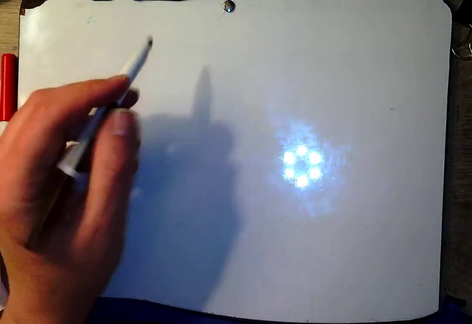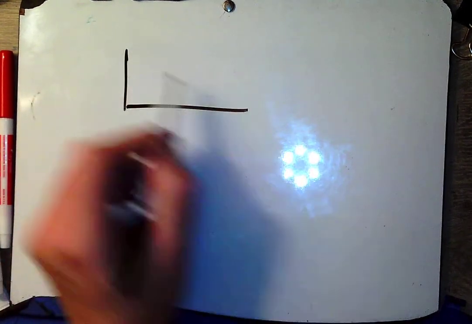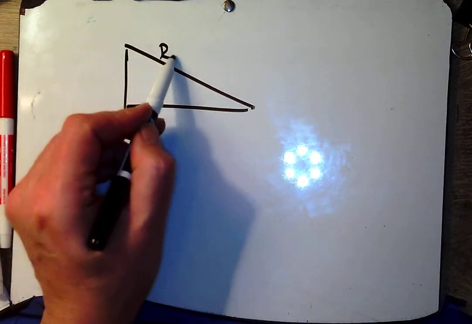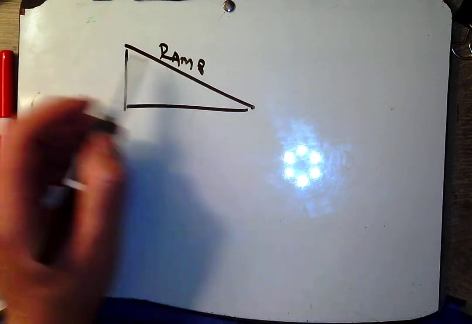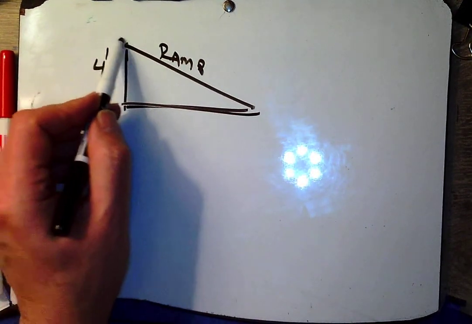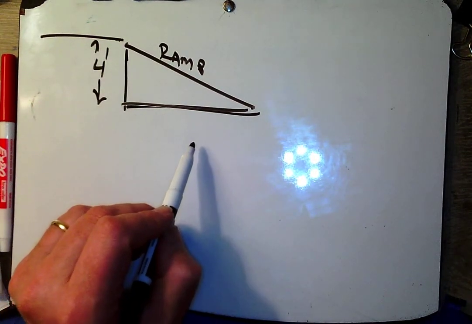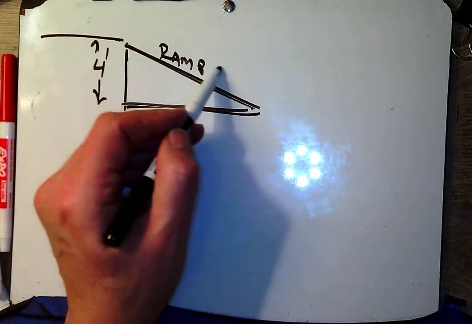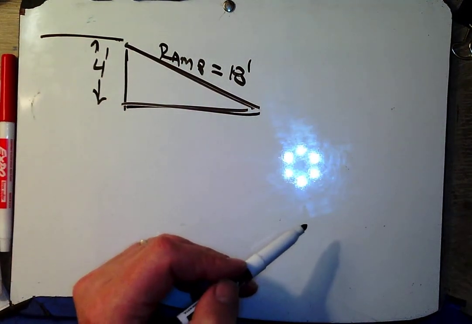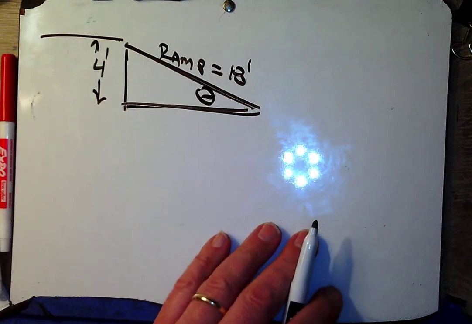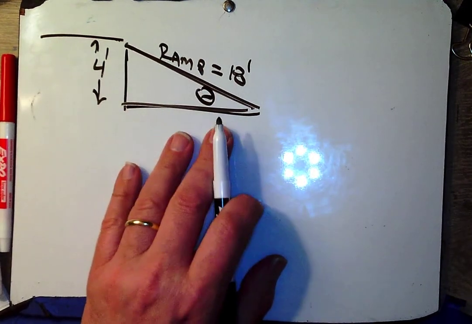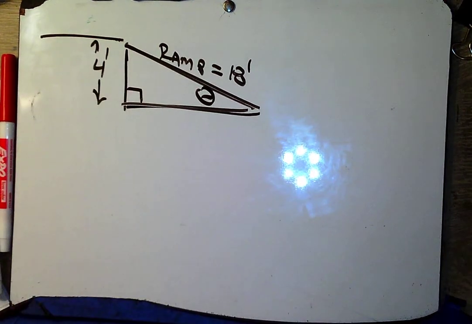Okay. So, we'll experience some of this tricky goodness in triangle problems. Here's sort of a variation on that. We have this ramp, and we want it to go from the ground up to a loading dock, and that distance is 4 feet. And we know that the ramp itself is 18 feet. And what we'd like to know is, what's this angle here?